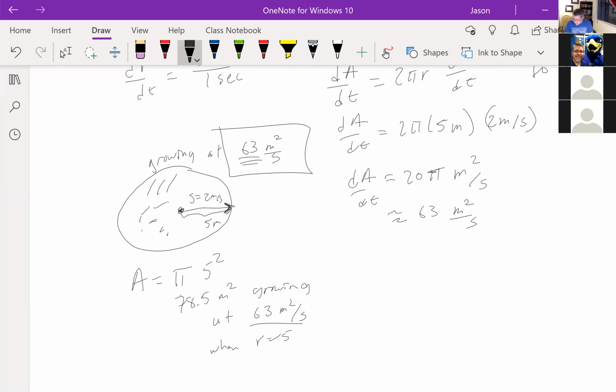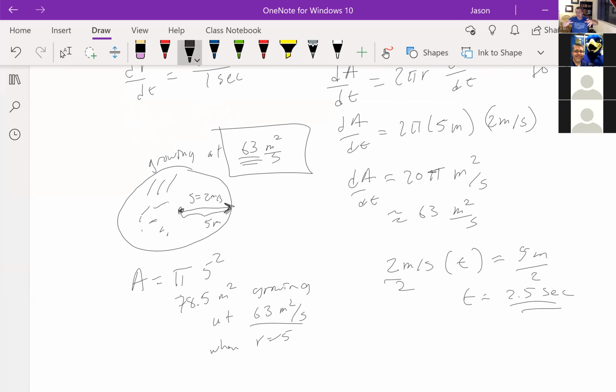How many seconds until r is equal to 5? Well, if this thing grows 2 meters per second, we'll do times t, which is equal to 5 meters. Divide by 2, and we get t is equal to 2.5 seconds. So after 2.5 seconds, I will throw that rock in.